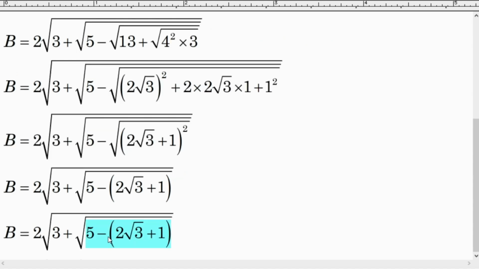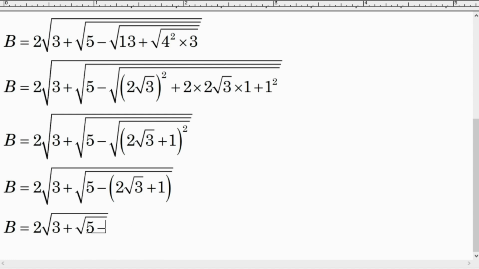So now we need to expand and calculate the number under the square root here. We have a negative sign in front of the bracket. When we remove the bracket, the sign will change. So we get 2 square root of 3 and then minus 1, like here the sign is changed to negative. So 5 minus 1 is equal to 4.